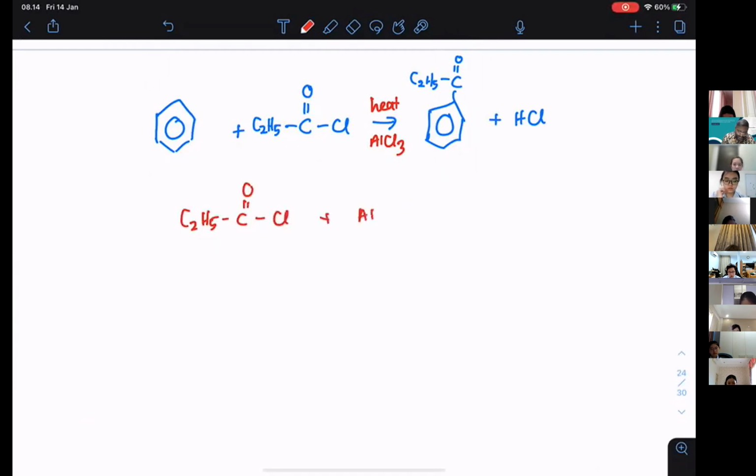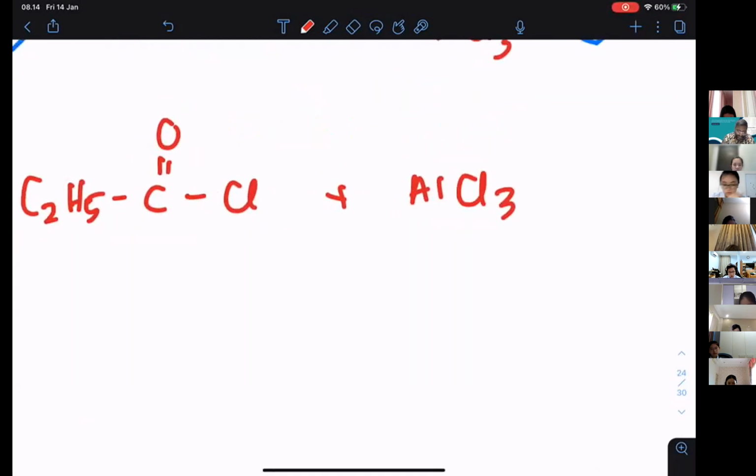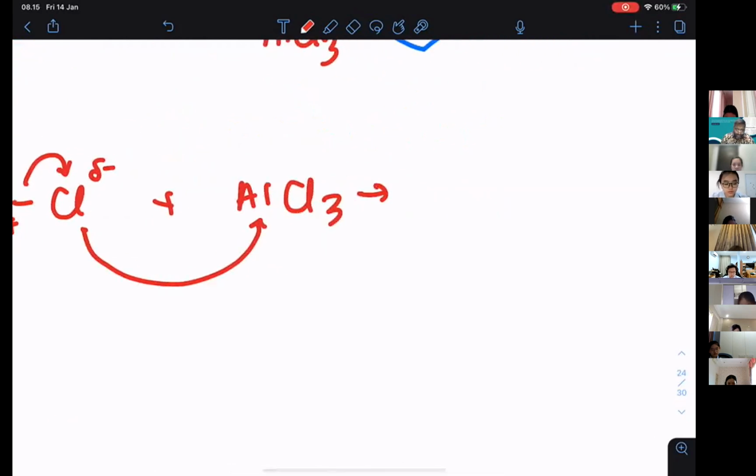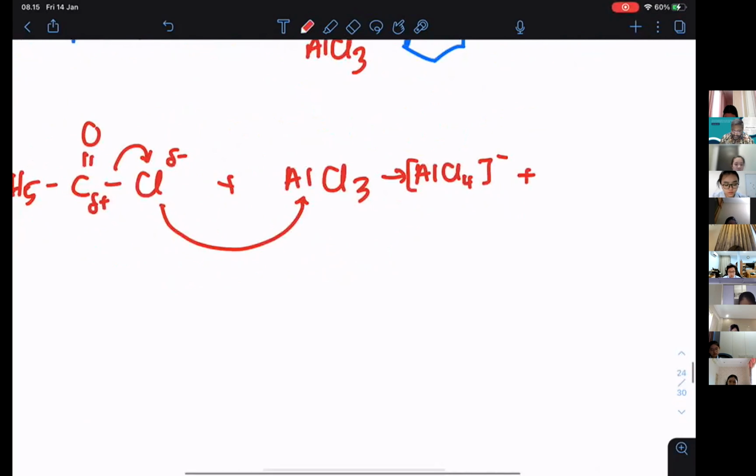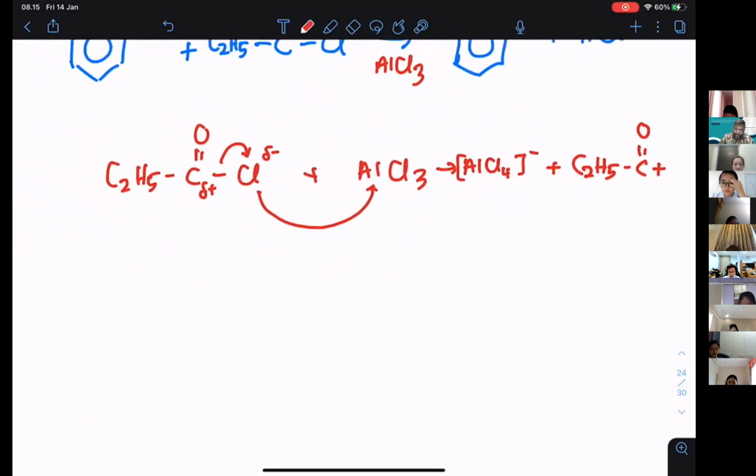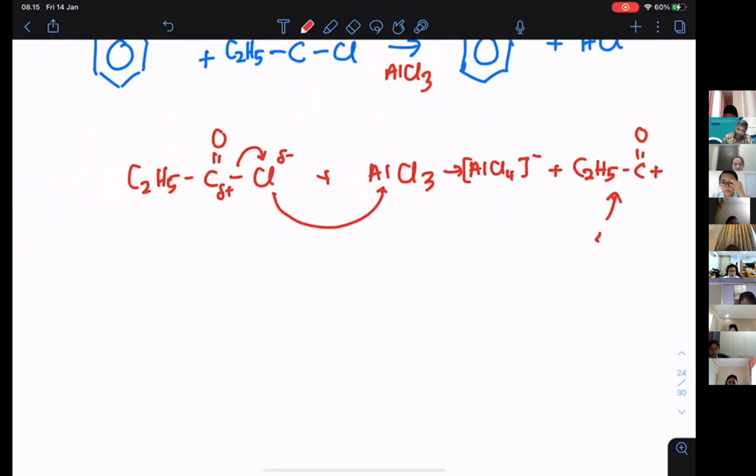It will react with this AlCl3. First thing that will happen, the electron will go here, delta negative, delta positive, then it will come over here. And you will get AlCl4 minus, and here you are going to get C2H5, C double bond O plus. This is going to be your electrophile. So what happened to the electrophile? Everyone should know.